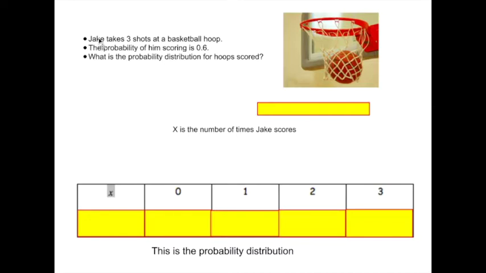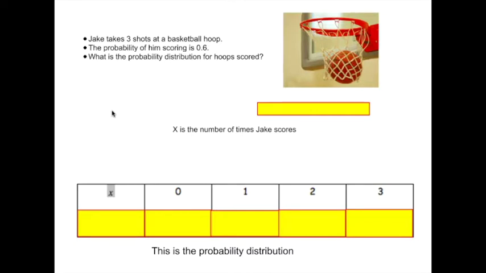So he can obviously score 0 times, once, twice, or 3 times. That's the maximum. So it's discrete data. There is a finite number of times that he could score. As opposed to, let's say, an example where I said he keeps on shooting at the basketball hoop until he scores. Well, that wouldn't be discrete because potentially he'd go on forever before he ever scores.